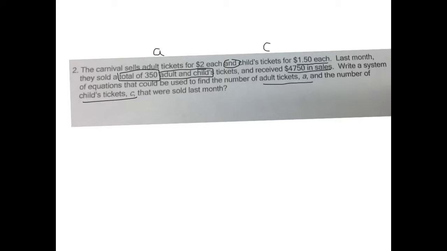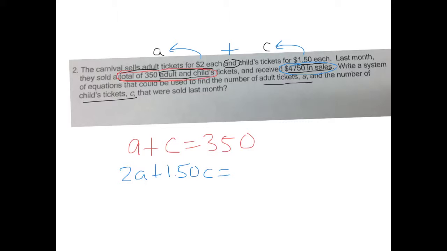Alright, so the first thing I'm going to do is this total statement here. The total is adults plus children equals 350 people that attended this carnival. Then I take the other stuff, $2 goes with adults, $1.50 with children, and then it equals $4,750. So you're putting all your money together, and means you're going to add them. So this is $2 for each adult, $1.50 for each child, and you equal $4,750.